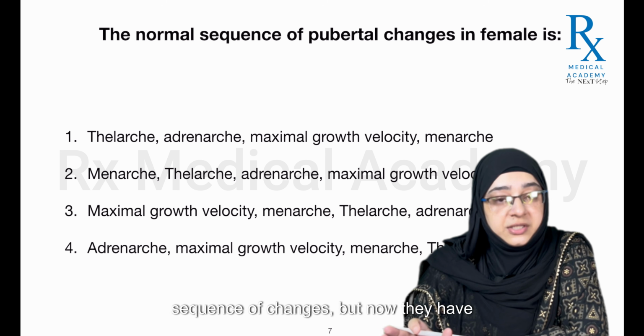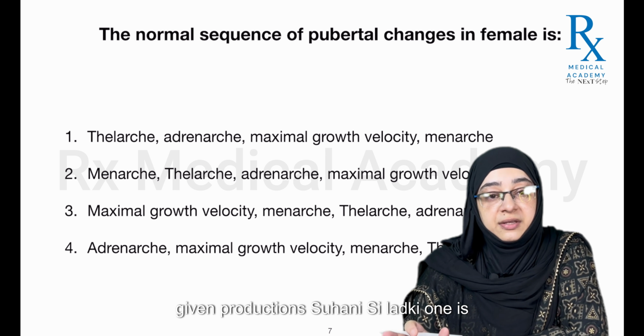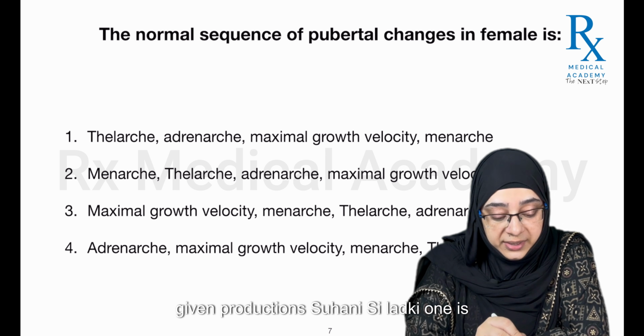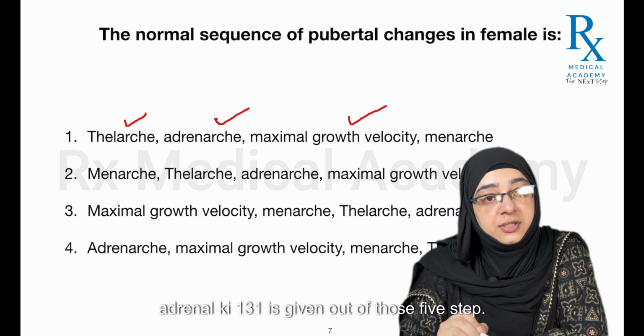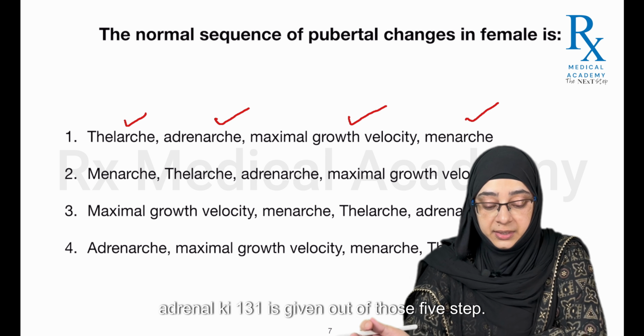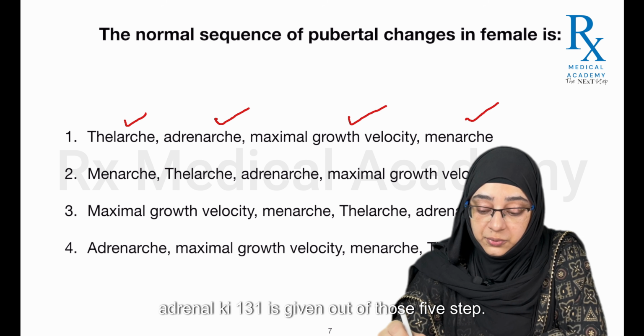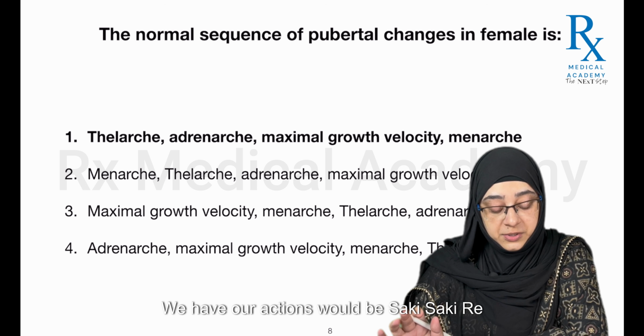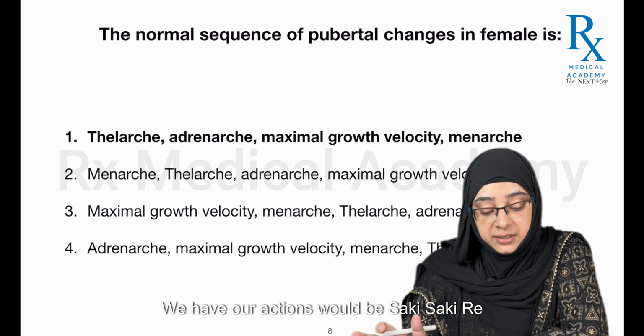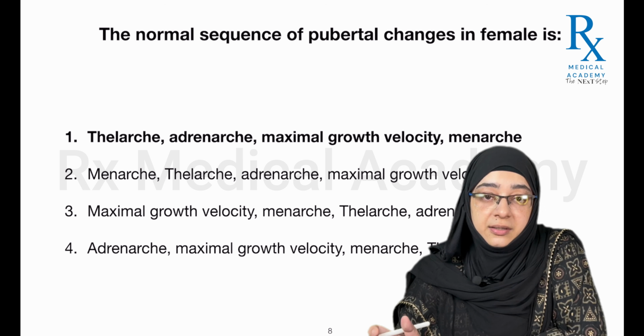Another question. They've asked the same sequence of pubertal changes, but now they have given us 4 options. So one is thelarche, one is adrenarche, one is maximal growth velocity, and one is menarche. Now because out of those 5 steps we have been given 4 choices, our options would be thelarche, adrenarche, maximal growth velocity, and menarche.